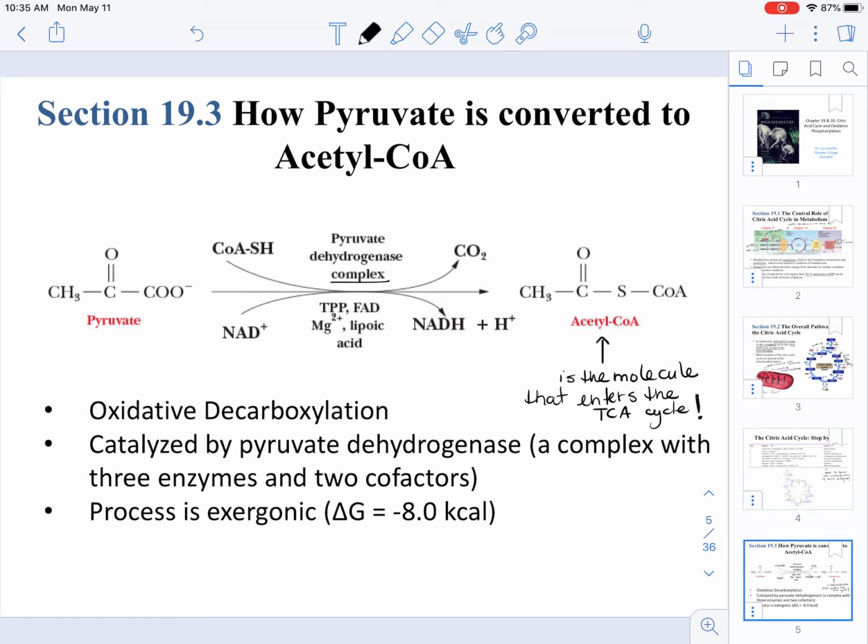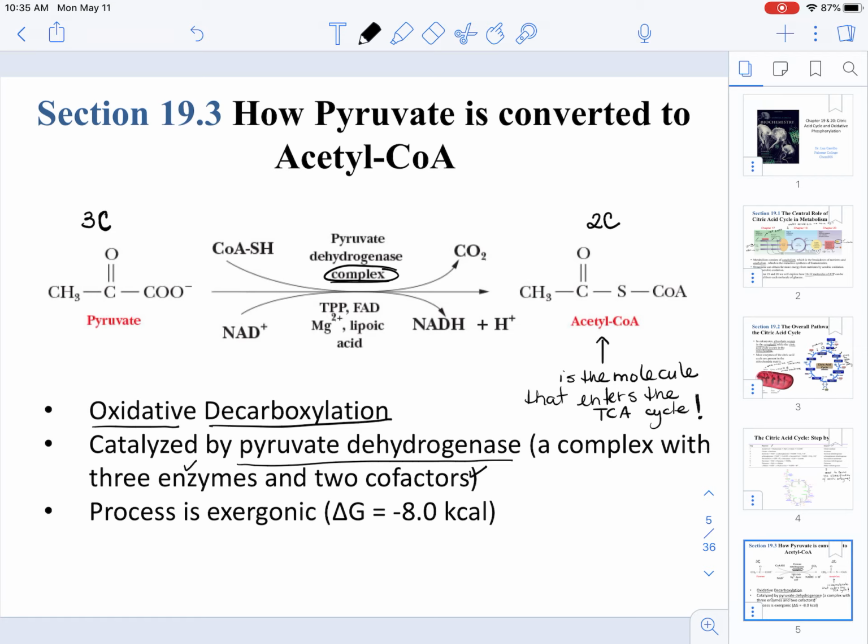Well, pyruvate, as you can see, is a 3-carbon molecule. It is going to be converted into 2 carbons. So how do we convert that? Through the process of oxidative decarboxylation. The enzyme that catalyzes this reaction is called pyruvate dehydrogenase. But understand that we know it as a complex because overall, this pyruvate dehydrogenase is going to be composed of 3 enzymes and 2 cofactors.